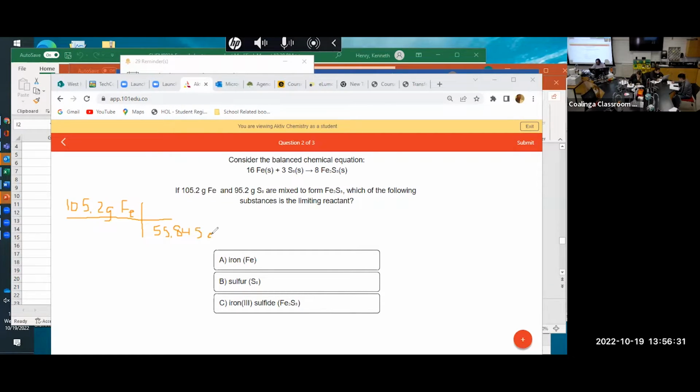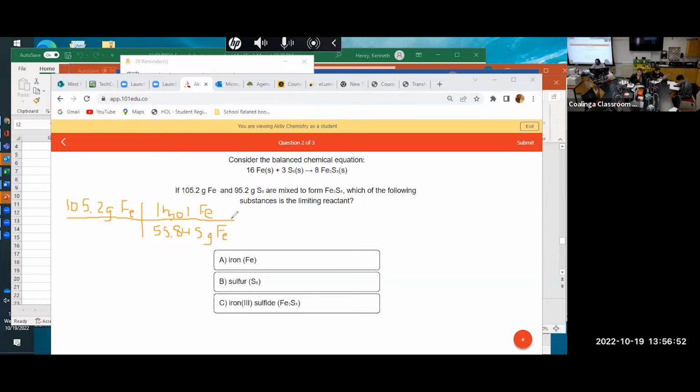55.845 grams. One mole. Okay, and then that would give me my moles of Fe.